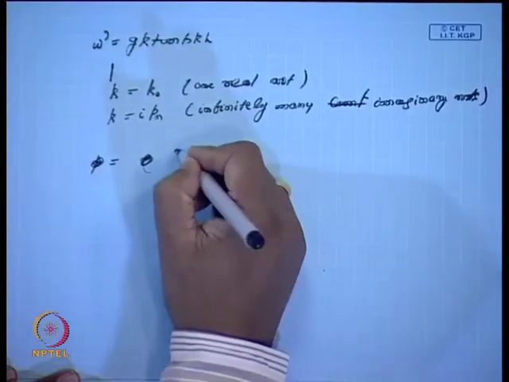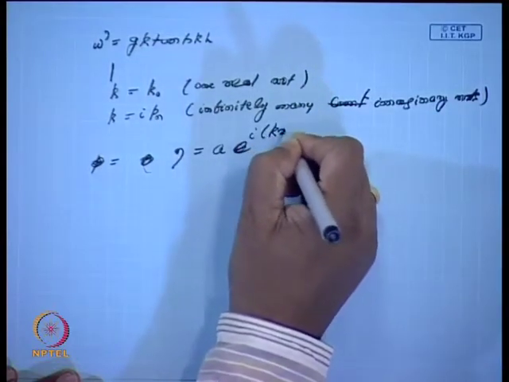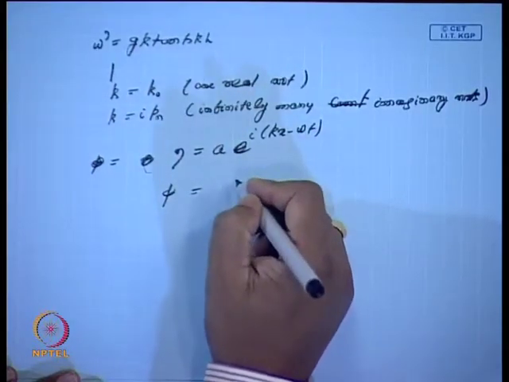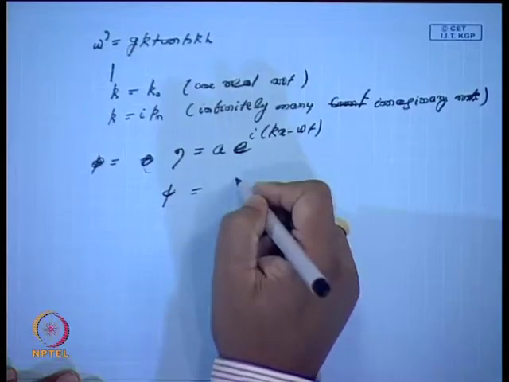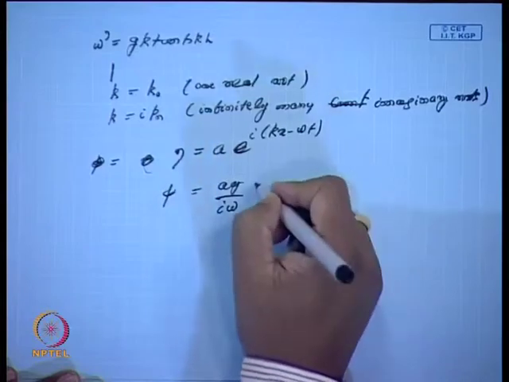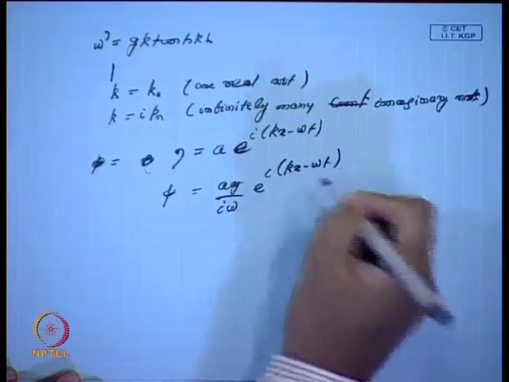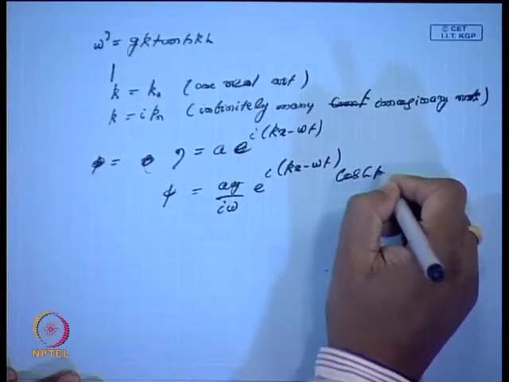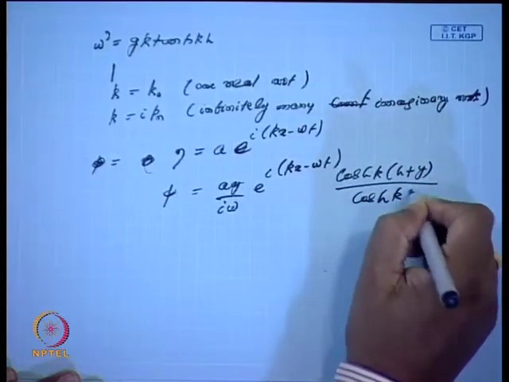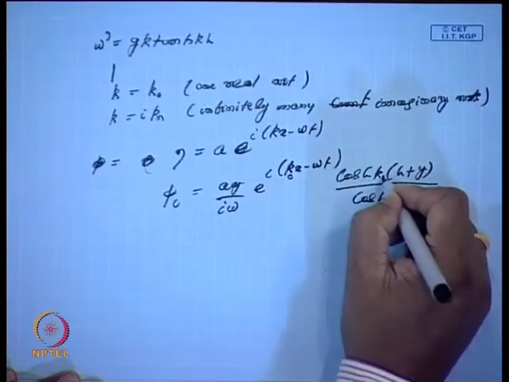if I say my eta is equal to a e to the power i times (k x minus omega t), then I have seen that my corresponding phi, in case of the real solution and k is real, that is k naught, will be a g by i omega e to the power i times (k x minus omega t) into cos hyperbolic k times (h plus y) divided by cos hyperbolic k h, that is my phi naught. I call this the k naught corresponding solution.